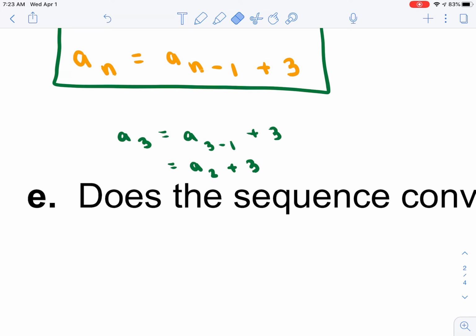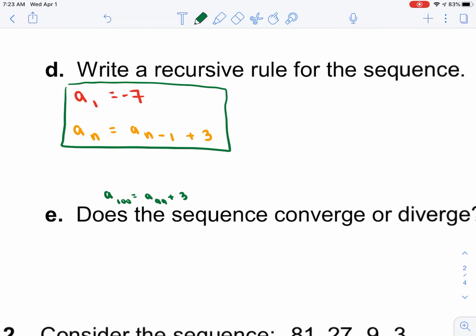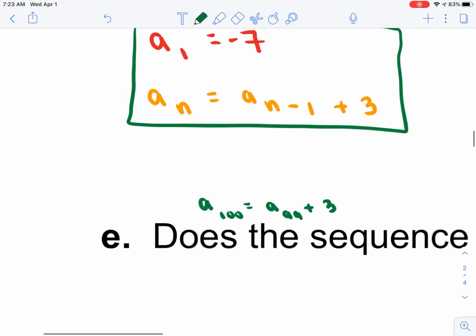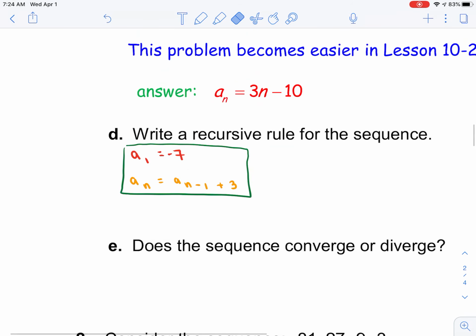So you're going to see if you wanted to find, for example, a sub 100, you would have to know the 99th term and add 3. So clearly, recursive formulas are okay for small sequences, but if you wanted to find the 100th term, it would take a lot of time to find all the terms leading up to that 100th term. So that's the drawback of these recursive rules, is that you'd have to find each term that came before.